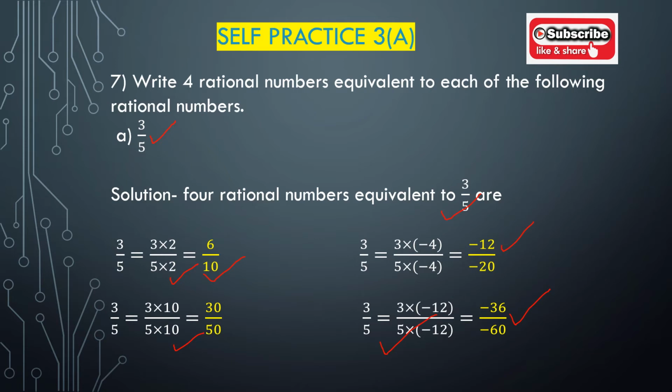So 4 rational numbers equivalent to 3 divided by 5 are 6 divided by 10, minus 12 divided by minus 20, 30 divided by 50 and minus 36 divided by minus 60. These are the 4 rational numbers equivalent to 3 divided by 5.